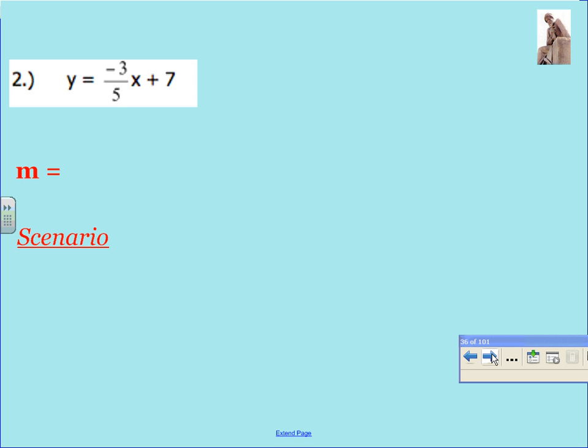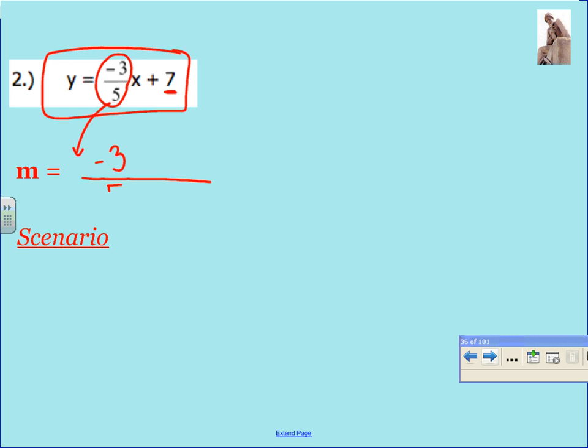The first thing, ask yourself, is this in slope-intercept form? When you look at this equation, it is in y equals mx plus b form. This is a fraction, the number in front of x, and it is simplified. And this is always just a number here, this 7 or whatever it might be. Once you realize it's in slope-intercept form, find the slope. It's always the number in front of x. So take that number in front of x, negative 3 over 5. Write that down, but since we're going to write a scenario, leave a line there.